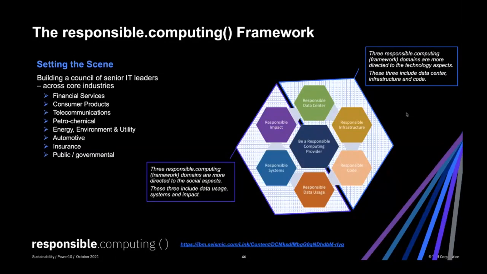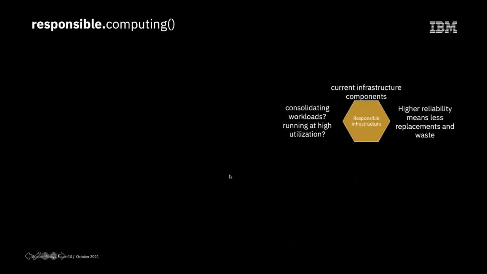But just to finish off, to look at these different domains quickly and at a high level: if you look at the infrastructure, the key simplest messages are use current infrastructure components, consolidate your workloads together. That means you can run at high levels of utilization. That's true for compute, it's true for storage, it's true for any element of the infrastructure. And also a side product, we know that IBM infrastructure across the board is very, very reliable. And if it's very reliable, then you don't have to replace the components as often. That means you have less waste, and that's good for the environment and responsible computing infrastructure overall.